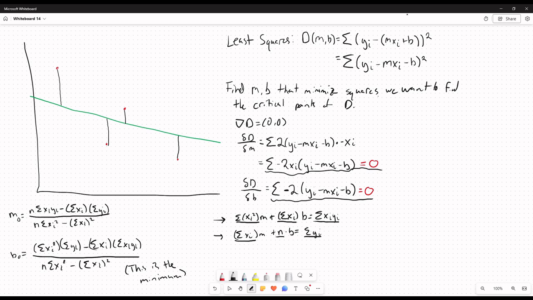So in all that, we got these formulas basically just using what we know about optimizing multivariable functions. And we can use those formulas to find the line of least squares, but we'll do that in a separate video.